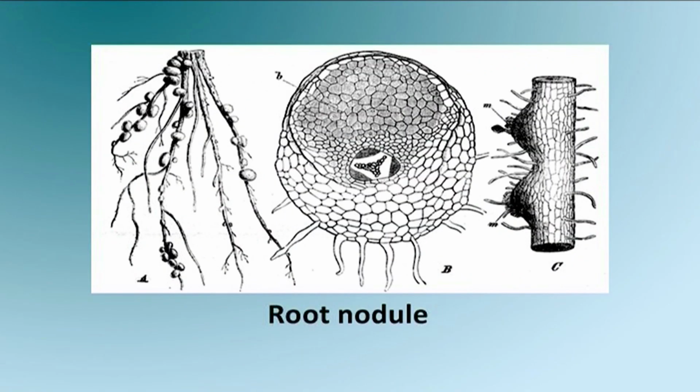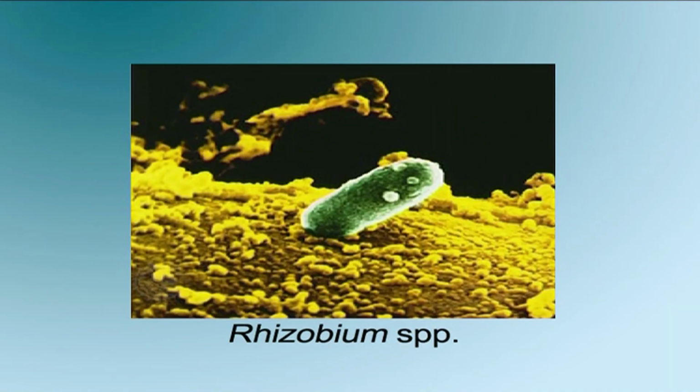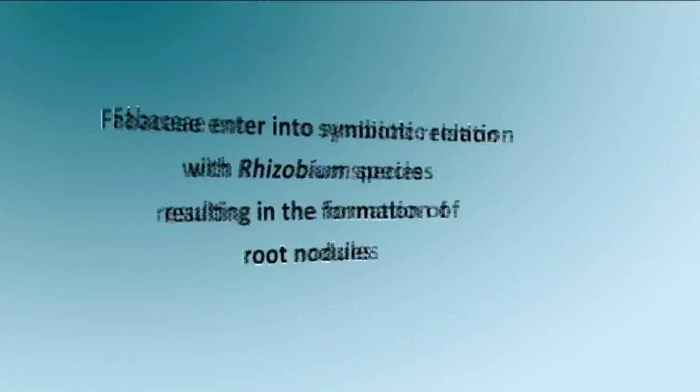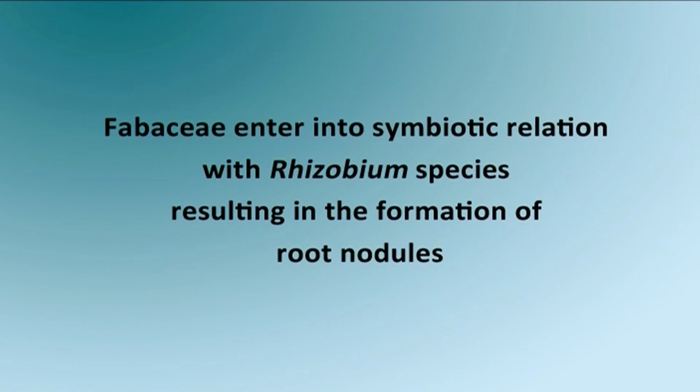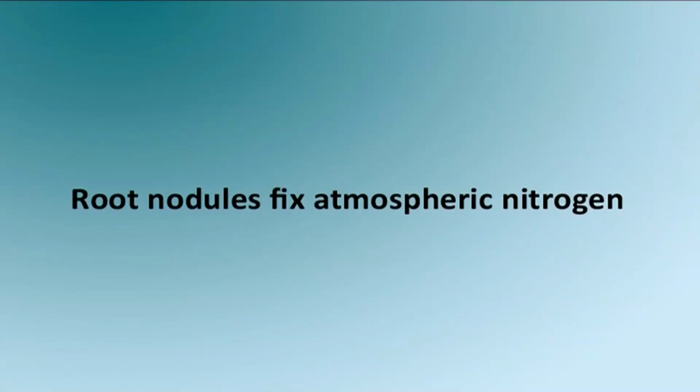Now something about nodule formation. Nodule formation is regarded as a hallmark of Fabaceae. Root nodules make Fabaceae a unique family. Fabaceae enter into symbiotic association with Rhizobium species. This symbiosis culminates in the formation of small tubercles on roots known as root nodules. Nodules were earlier considered to be of diagnostic value in taxonomic identification. However, not all the leguminous plants form root nodules and neither is nodulation restricted to this family. Root nodules fix atmospheric nitrogen into plant usable forms.